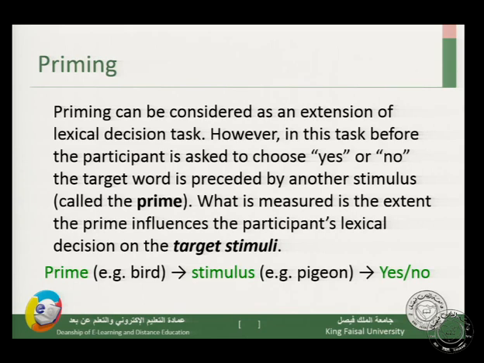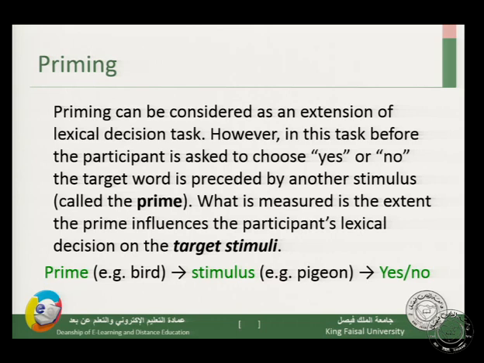So let's read what we have here. Priming can be considered as an extension of the lexical decision task. However, in this task, before the participant is asked to choose yes or no, the target word is preceded by another stimulus called the prime. So in the example we have at the bottom, the prime is bird. The stimulus is pigeon. Okay? So the stimulus is preceded by another related word, which is called the prime.